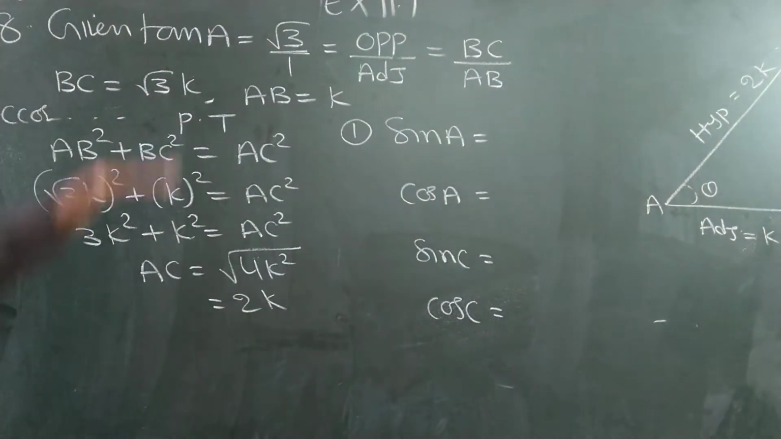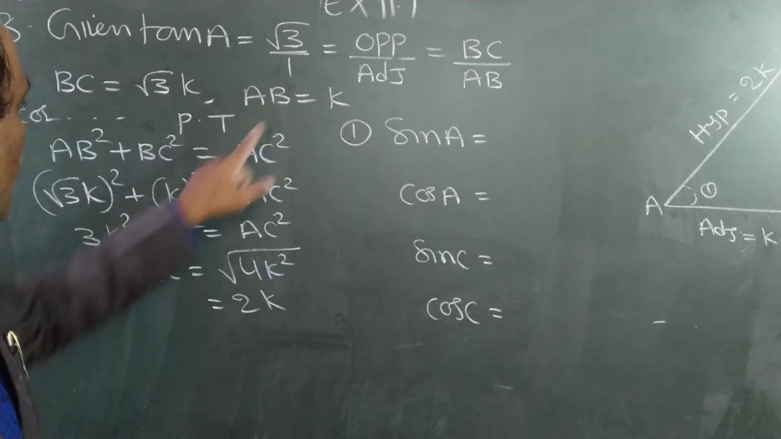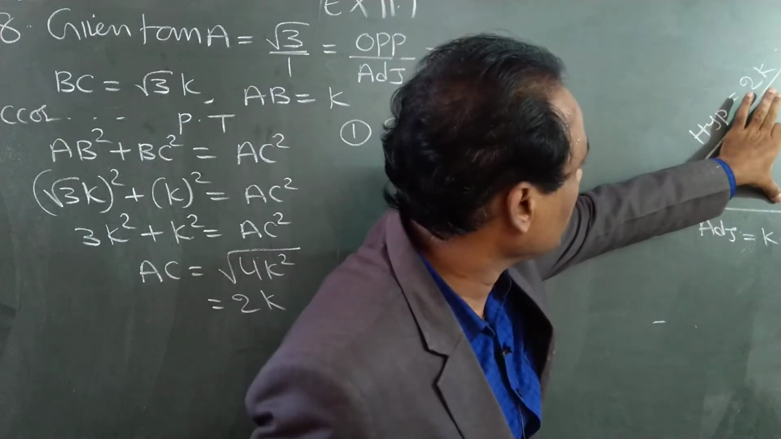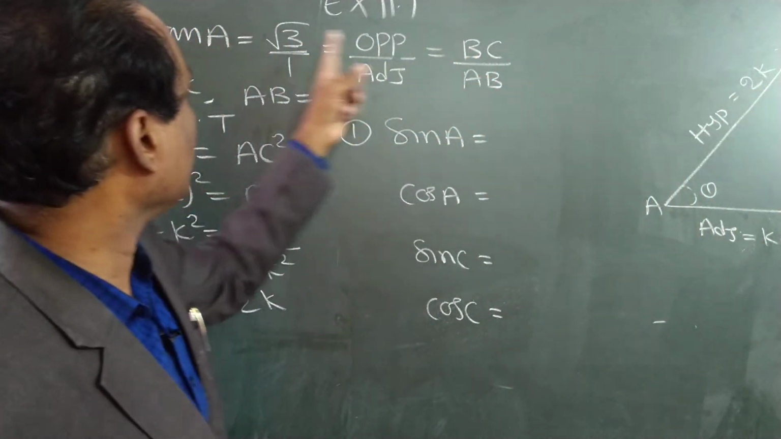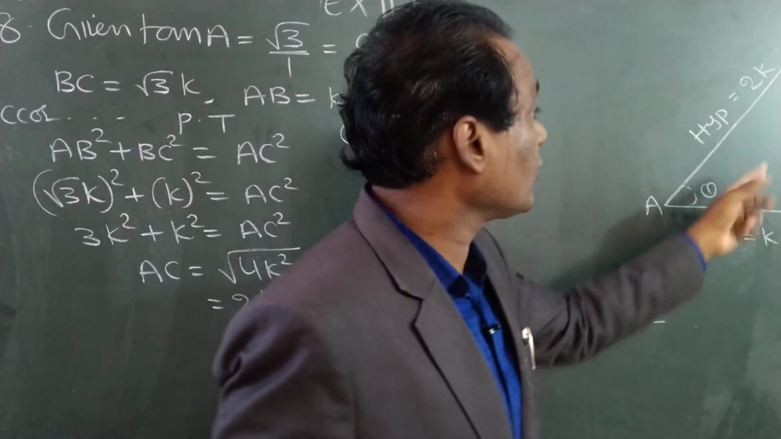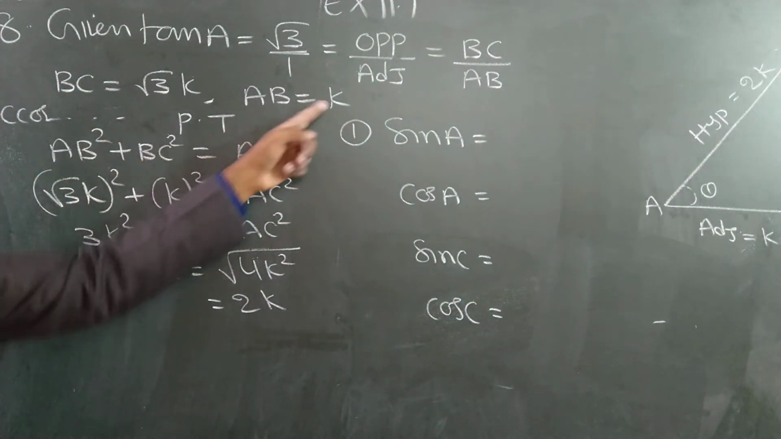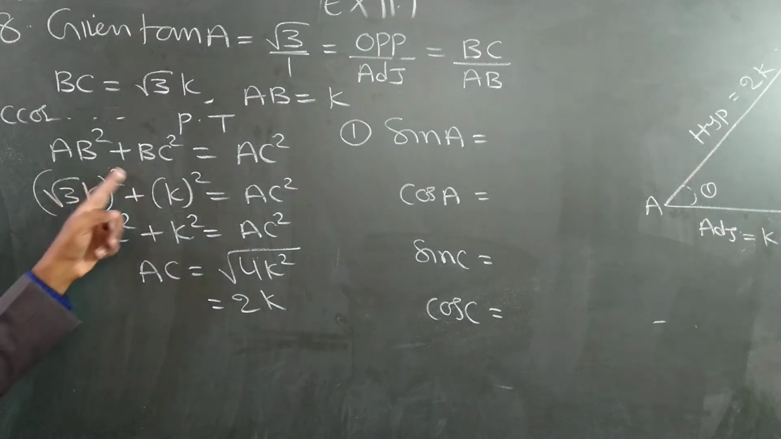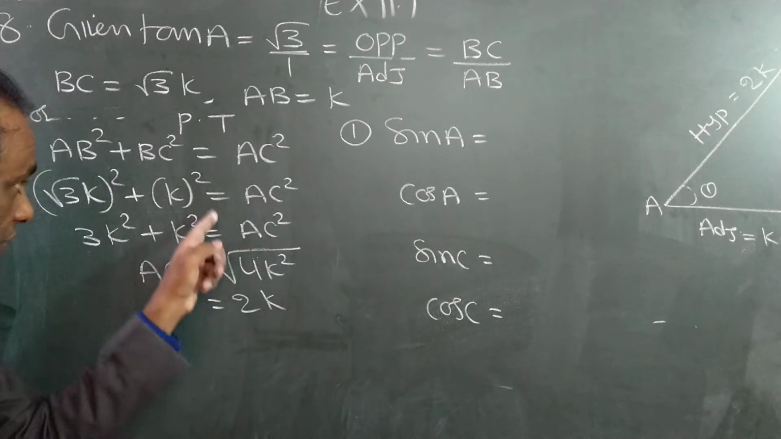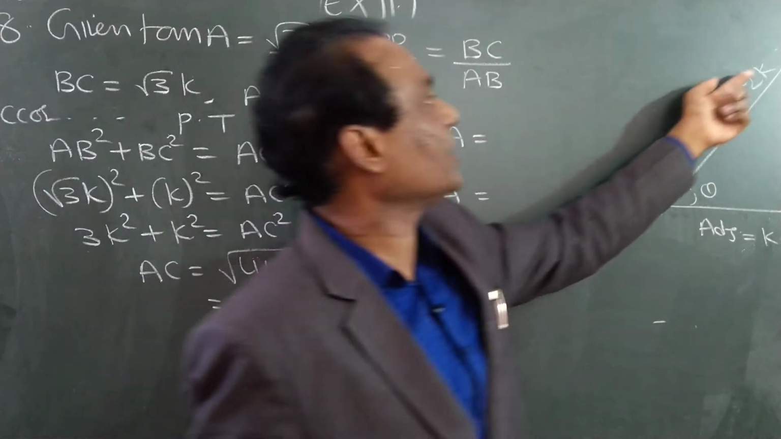Don't write anything. First I will explain up to here. Tan is equal to root 3. If there is no denominator, take it as 1. Tan definition is opposite by adjacent. Opposite is BC. Adjacent is AB. So BC is equal to root 3k. AB is equal to 1k. According to the Pythagoras theorem, AB square plus BC square is equal to AC square. Root 3 whole square is 3k square, plus k square, 4k square. Removing the square, we get root 4k square, root 4 is 2, so 2k. We got the hypotenuse as 2k.